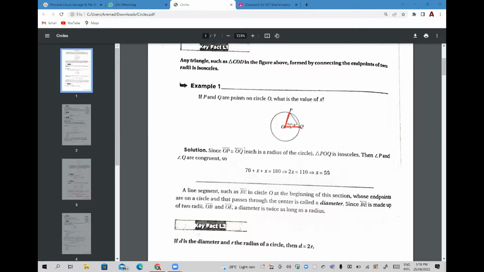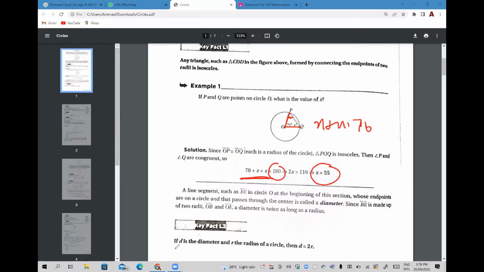If 70 degrees is the angle here, then these two angles will also be the same, x and x. So x plus x plus 70 is equal to 180 degrees if you look at this triangle. So simplification gives x is 55.